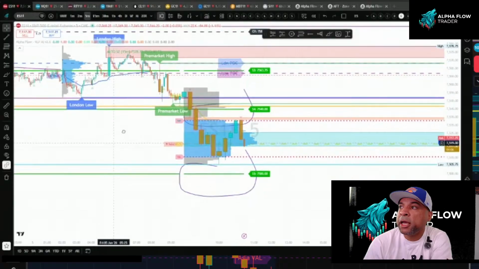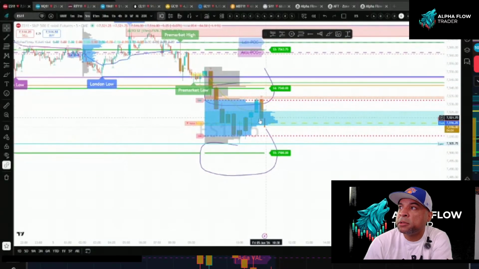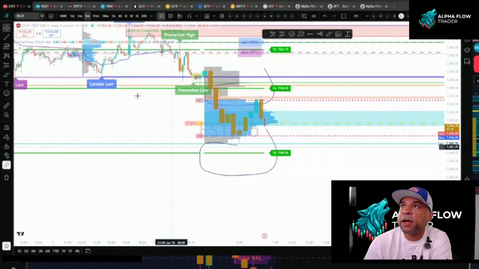All right, so ES, it looks like we're going to rotate back to the downside, and let's see if ES can get here to S5.